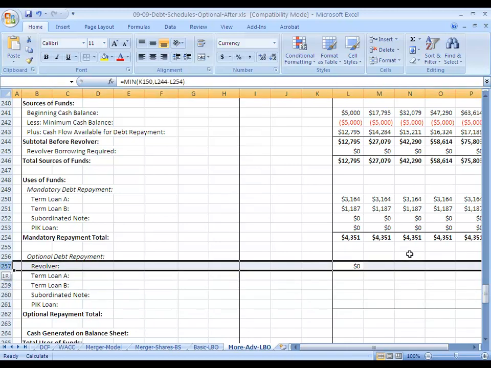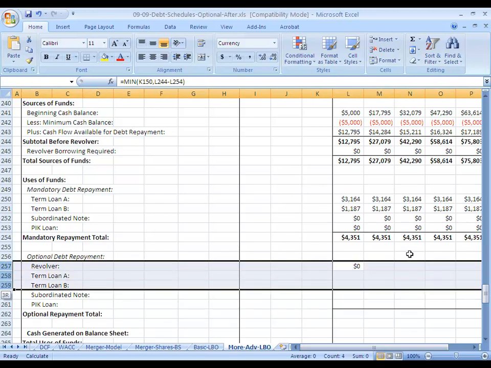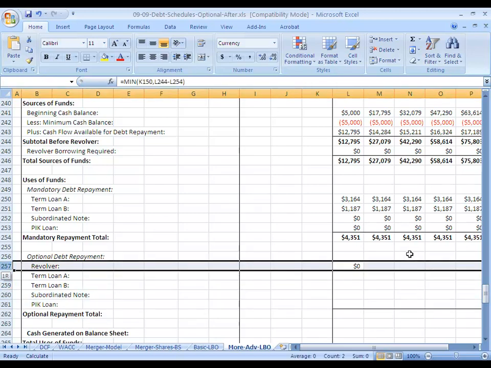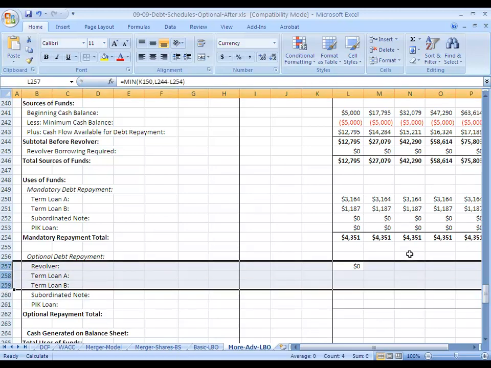Because we're assuming that the revolver has the highest repayment priority, followed by term loan A, followed by term loan B, and then the high yield debt after that. In this case, the high yield debt doesn't even really matter because we can never make optional repayments anyway. So we're really just going to be dealing with bank debt for the optional debt repayments.